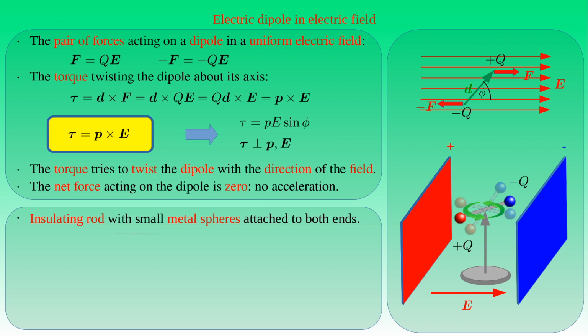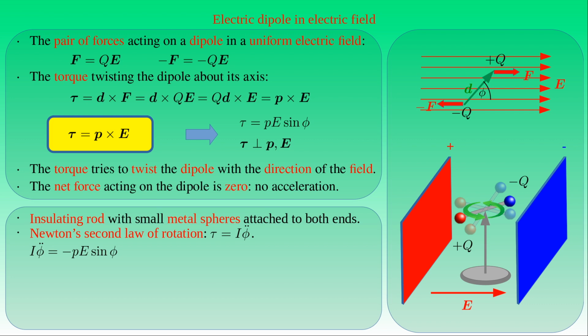Newton's second law of rotation can be applied here, which states that the torque acting on a rigid body about a fixed axis is equal to its moment of inertia times the angular acceleration. Then the moment of inertia I times the second order derivative of phi with respect to the time is equal to minus the product of the magnitudes of the dipole moment P and the electric field E, times sine phi. The minus sign indicates that the torque tries to restore the direction of the dipole aligned to the electric field.